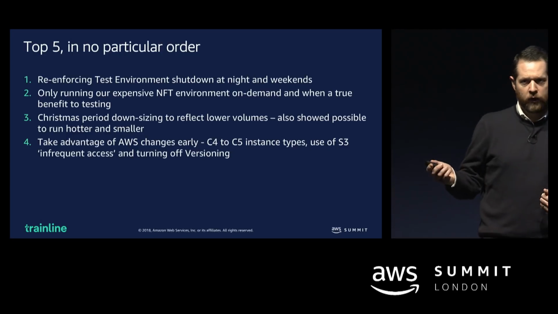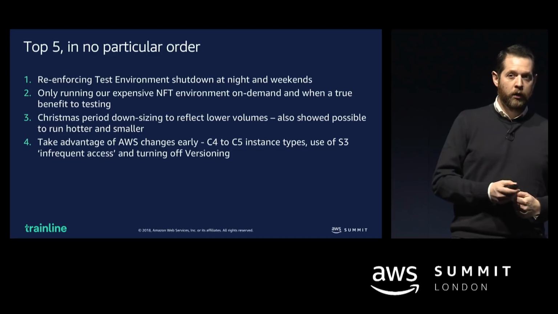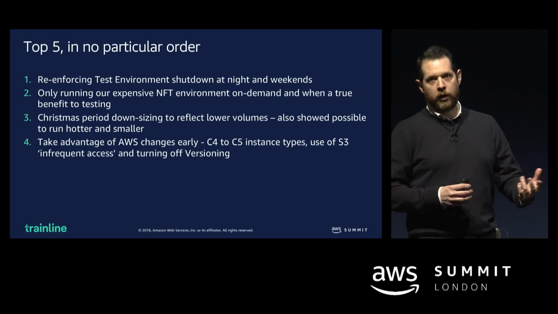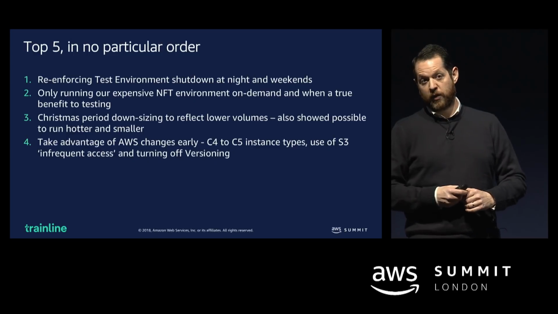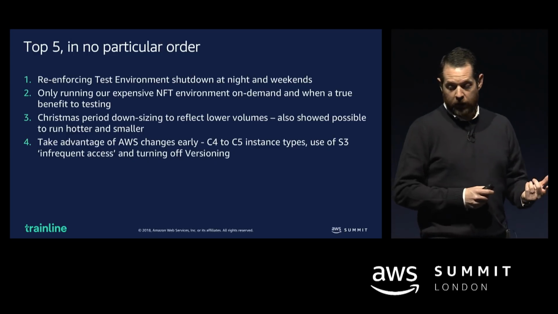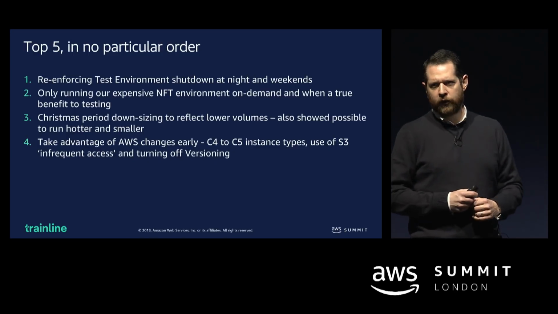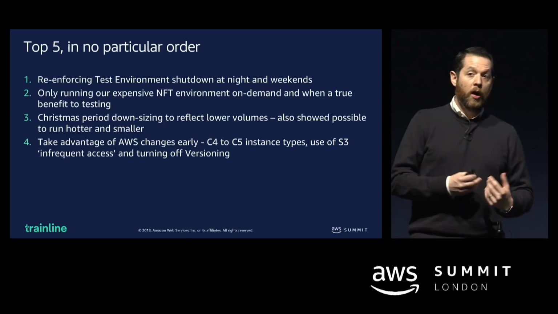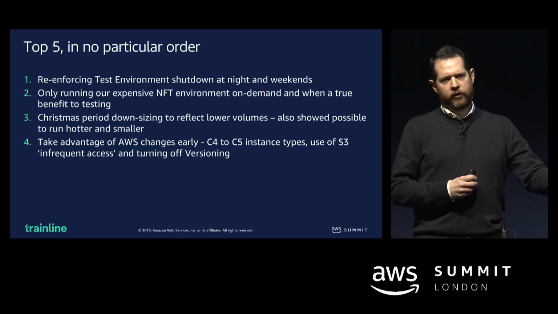As Richard mentioned, the newer types are generally cheaper. We moved to that C5, we got performance improvement, and we saved money, so it's a win-win for everybody. The other big one here was the infrequent access in S3. So again, we had a whole bunch of data that wasn't being used or accessed on a daily basis. We switched that on, we saved a whole lot of money.